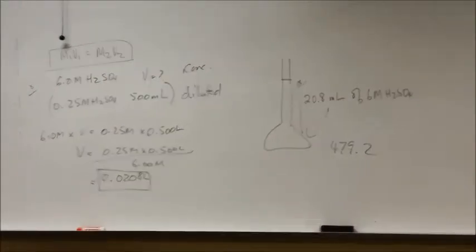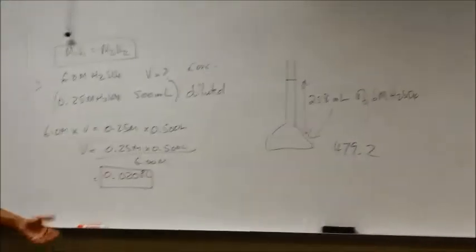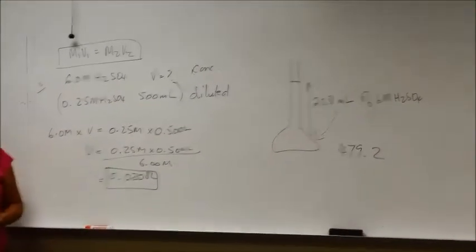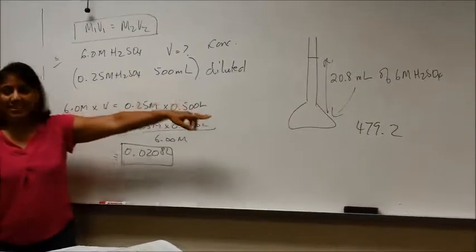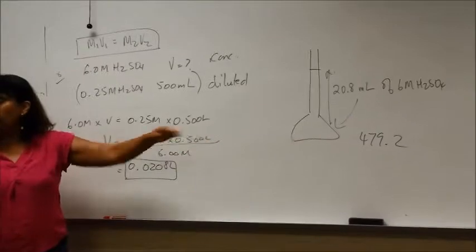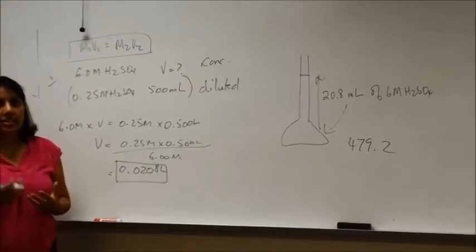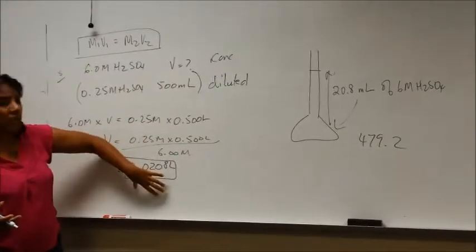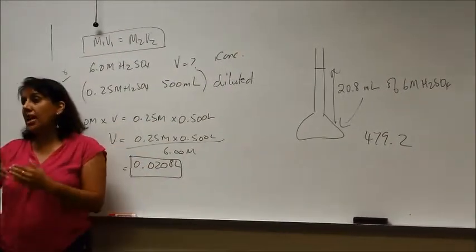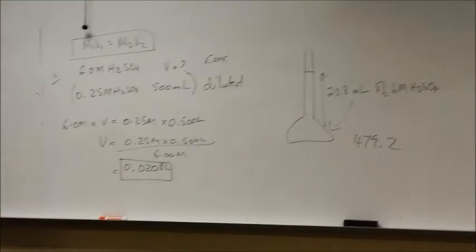Got it? So don't take your question at face value and say, oh, I just need to add 500 water. No, you don't need to add 500 water. You need to add less than that water. You need to actually make it up to 500 milliliters. That's how we answer these questions: you take the 20.8 milliliters of the acid and you add enough water to make it to 500. That's how we answer these questions.